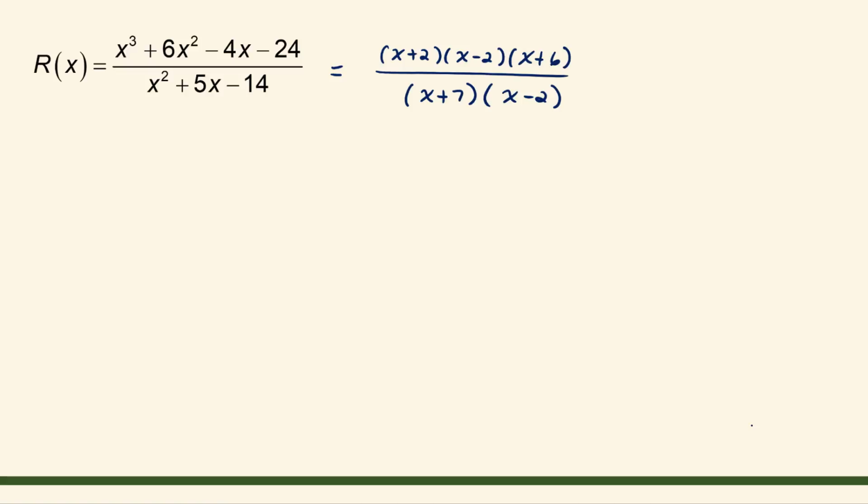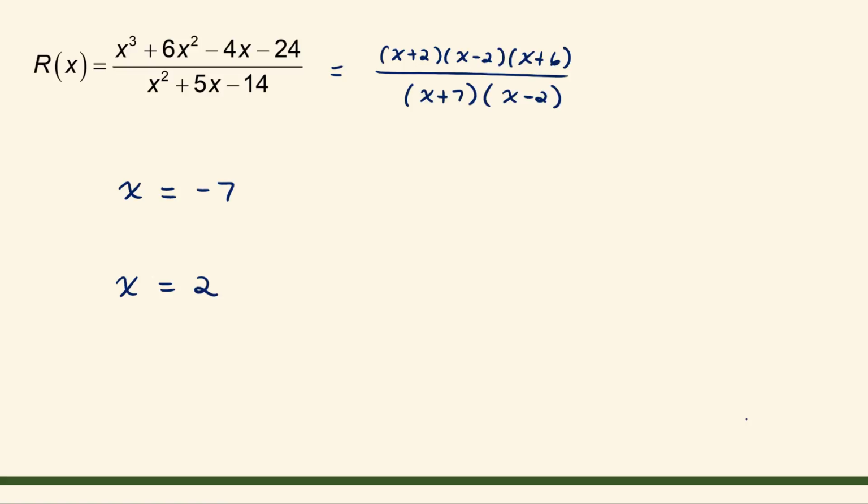So let's address the first question. What values of x will cause our rational function r of x to be undefined? Well, those are the values of x that will cause the denominator to equal 0. So setting the denominator equal to 0, we have the quantity x plus 7 times the quantity x minus 2 equaling 0, which implies that x is equal to negative 7 or x is equal to positive 2. So we have found two values of x for which r of x is undefined, x equals negative 7 and also x equals positive 2.